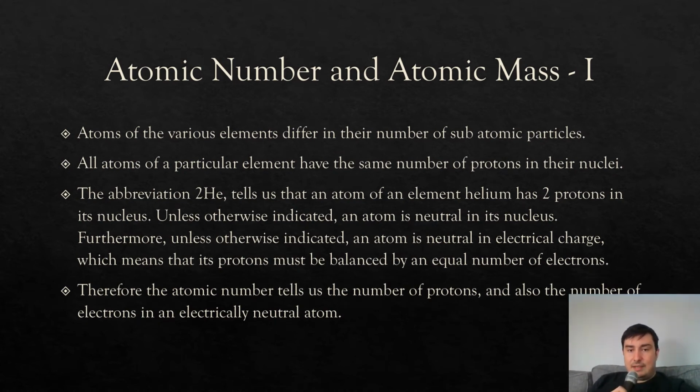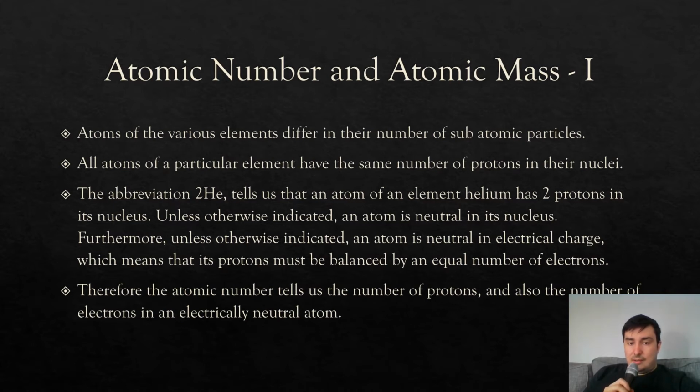Atoms of the various elements differ in their number of subatomic particles. All atoms of a particular element have the same number of protons in their nucleus. The abbreviation 2He tells us that an atom of the element helium has 2 protons in its nucleus.